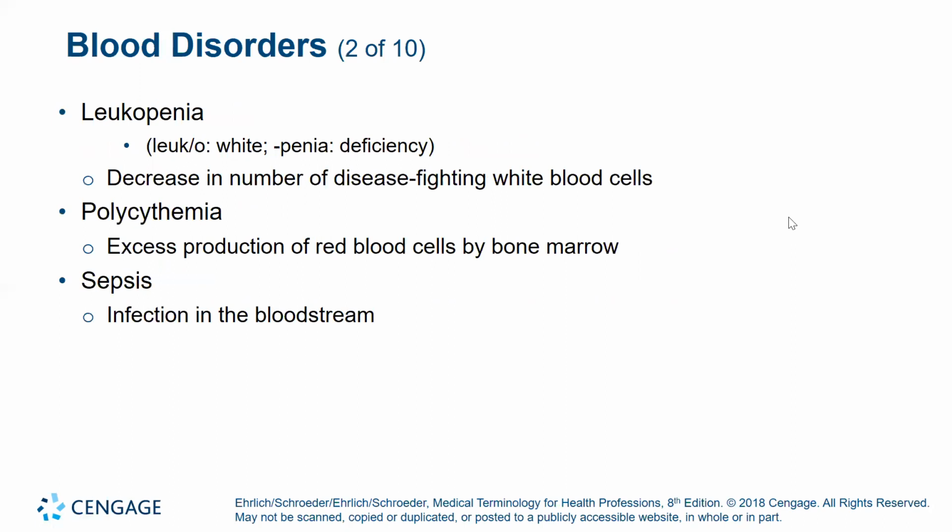Leukopenia, breaking the term down, leuko is white, penia is deficiency. So a decrease in the number of disease-fighting white blood cells. We have polycythemia, excessive production of red blood cells by bone marrow. We have sepsis, infection in the bloodstream. Sepsis, another name would be septicemia, would also fit there.